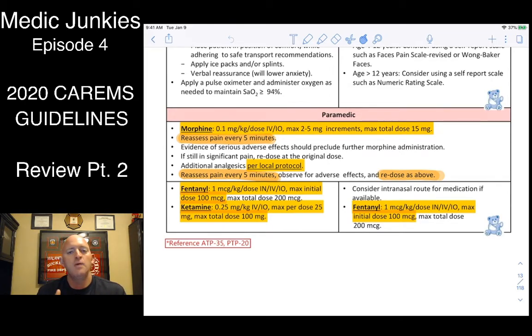And we can do that up to 100 milligrams total, okay? So it'll be awesome. It works pretty quickly, especially if you go IV, give it 30 seconds, a minute tops, and they're gonna be high as a kite, okay?